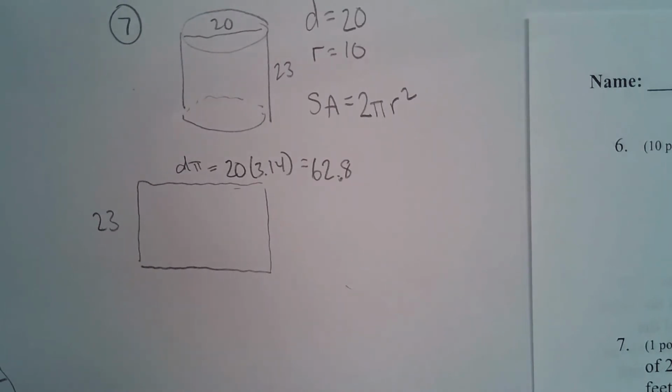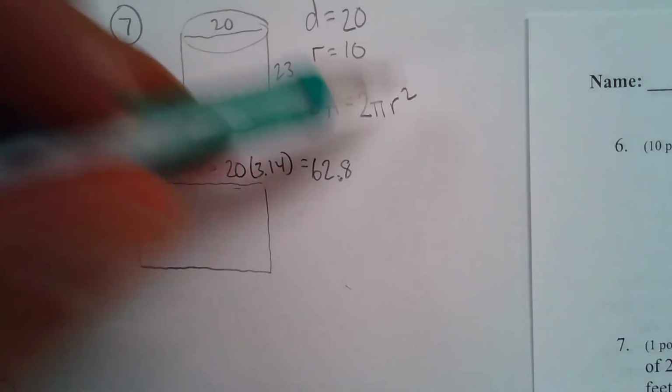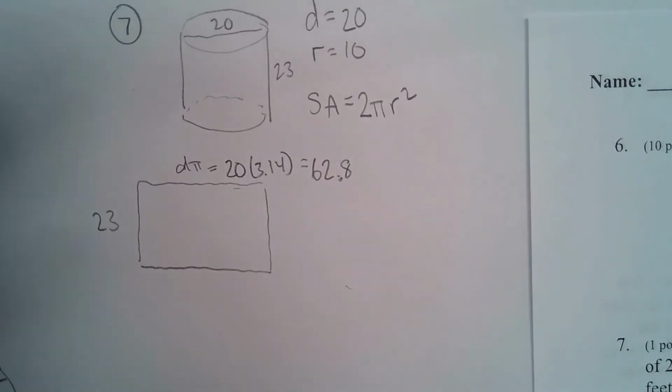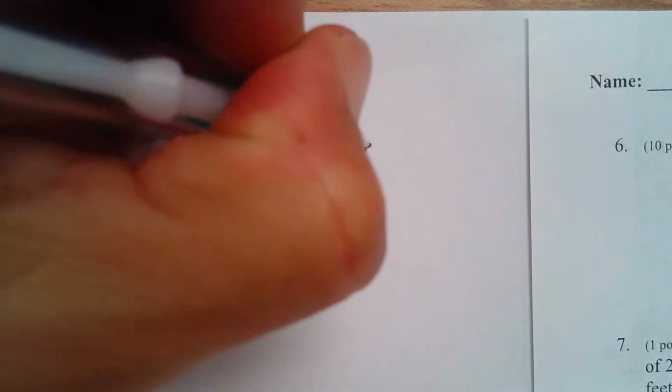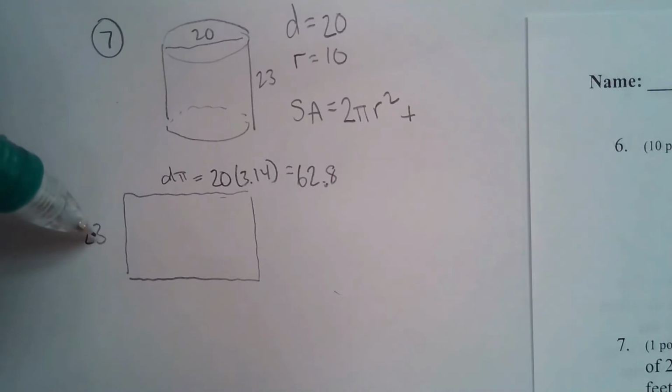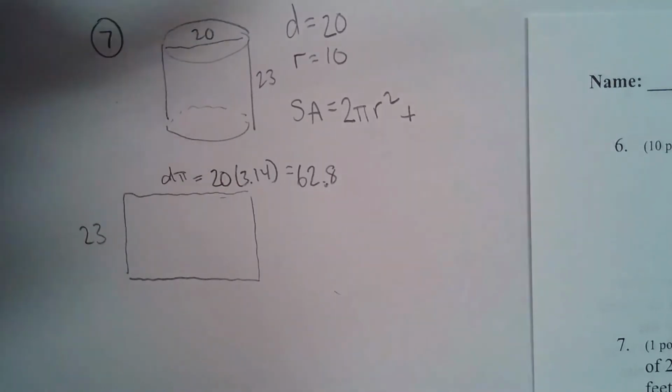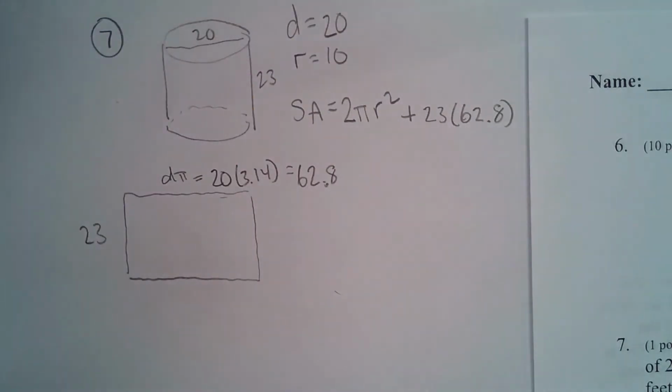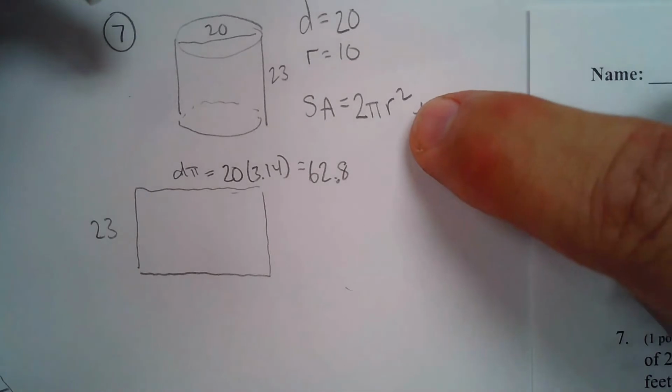So it's 2 pi times the radius squared plus the area of this rectangle, which is 23 times 62.8. 23 times 62.8. I should replace the radius with 10.